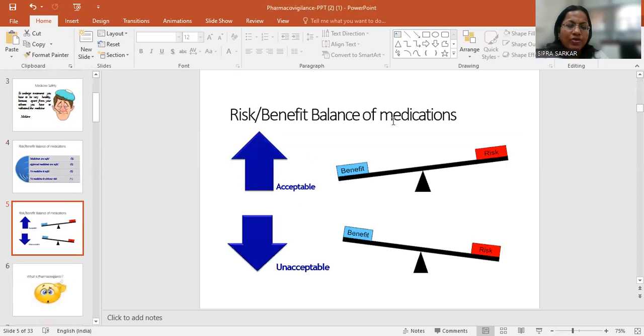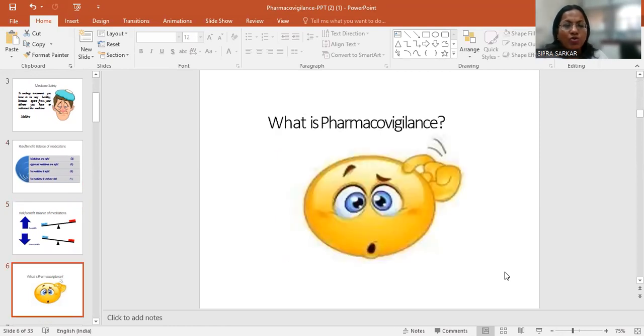Next, the risk-benefit balance of the medication; we draw a balance like this. In case of an acceptable phenomenon, the medicine has benefits, though it has a larger risk. And in case of unacceptable points, obviously there are different benefits of medicine, but the risks are also there. Okay? Now, pharmacovigilance.